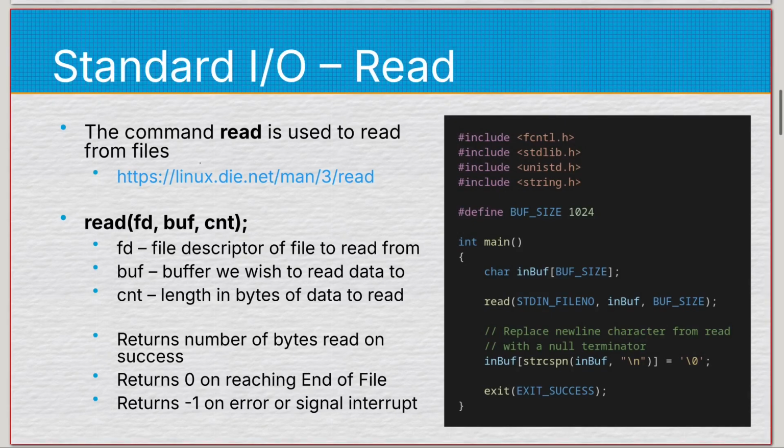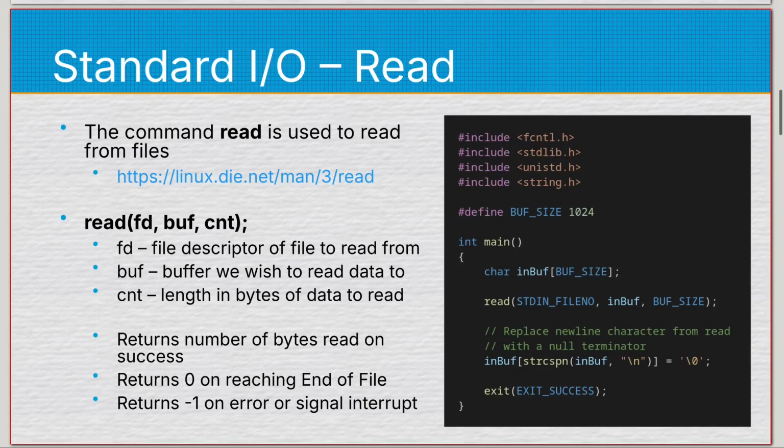So I have the man page as always. I have the PDF, everything linked in the description, but read is used to read from files. Like, it's very descriptive and straightforward. As I stated previously, the input output streams, those are files in a Unix system. So we can actually utilize this as a means to read from it. So the way it works is we have three parameters. We have the file descriptor, a buffer, and a count.